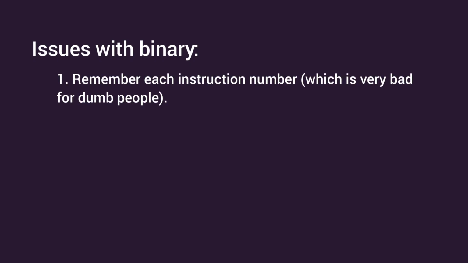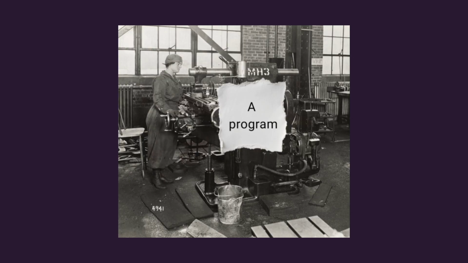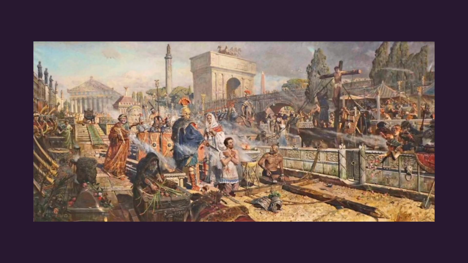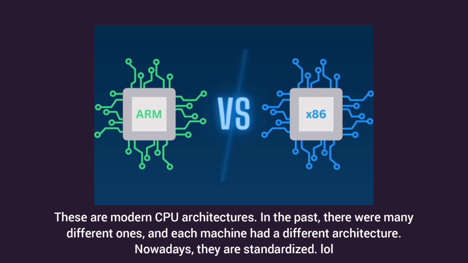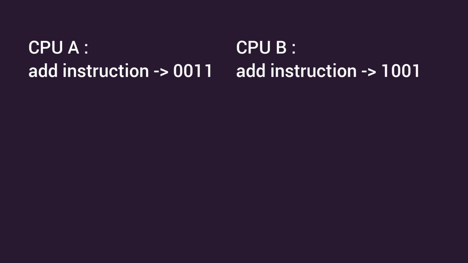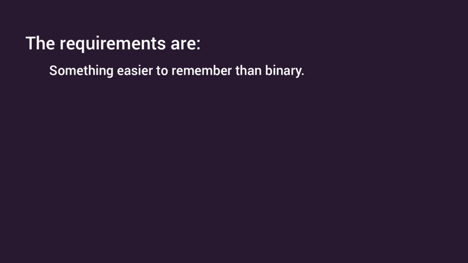But there were problems. First, you had to remember each instruction number. Second, portability was an issue. If you wrote a program on one machine, you didn't know if it would work on another machine. Why is that? The thing that runs your programs is the CPU. At that time, each company created their own computers with their own CPUs. This meant each CPU had different instructions. For example, adding two numbers might be represented one way in CPU A and another way in CPU B. Code written for A would not run properly on B because B would understand something else. So people wanted something easier to memorize and something that could somehow be portable.